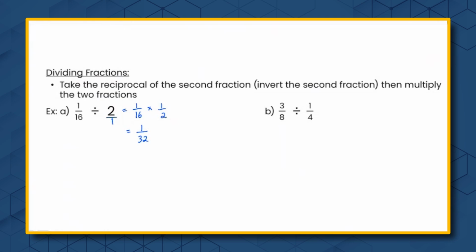Let's take a look at example B. Now we have 3 over 8 and we're dividing it by 1 over 4. So again, when dividing fractions, the general rule is you take the first fraction, 3 over 8, don't touch it, and then we're going to multiply by the reciprocal of the second fraction. So if we look at our second fraction, 1 over 4, the reciprocal, when you flip this fraction, it's simply going to be 4 over 1.